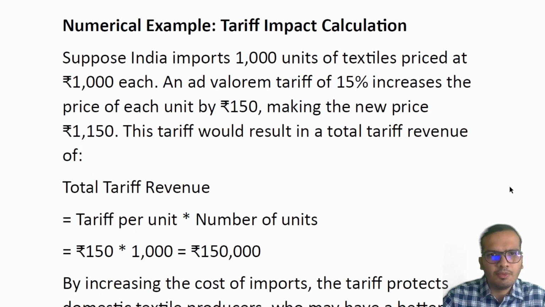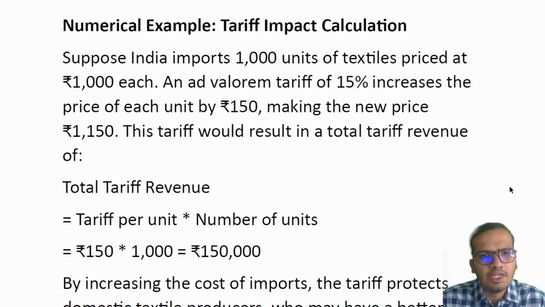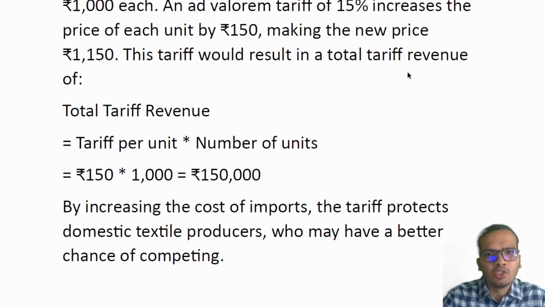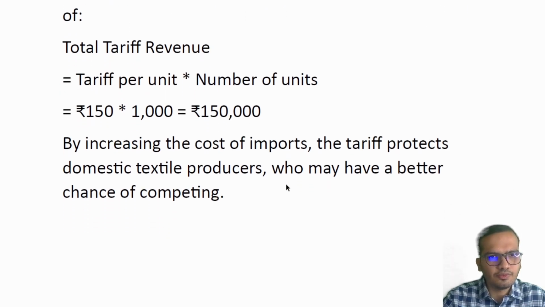Then comes a numerical example on the tariff calculation. So suppose India exports 1000 units of textile priced at rupees 1000 each and adds a tariff of 15%, which increases the price of each unit by 150, making the new price 1150. So the tariff would result in a total tariff revenue of 1,50,000, which is tariff per unit into number of units. So by increasing the cost of import, the tariff protects domestic textile producers who may have a better chance of competing.